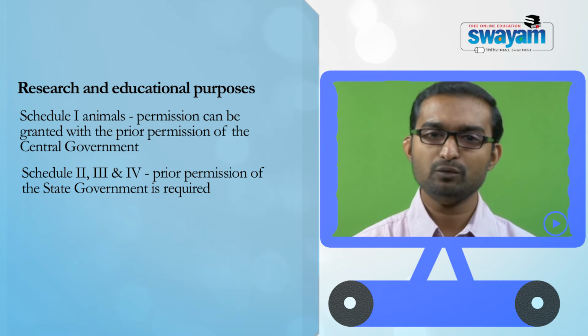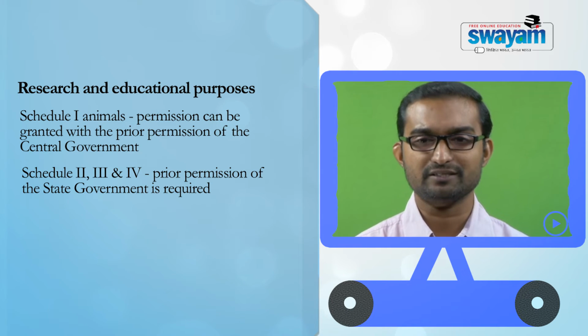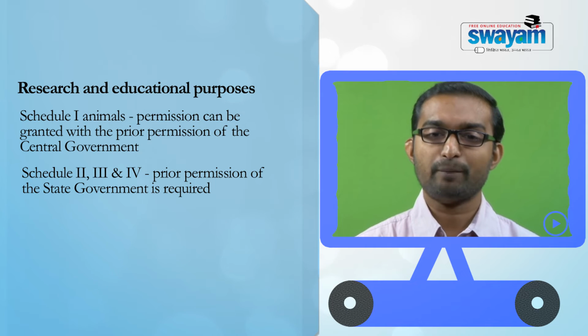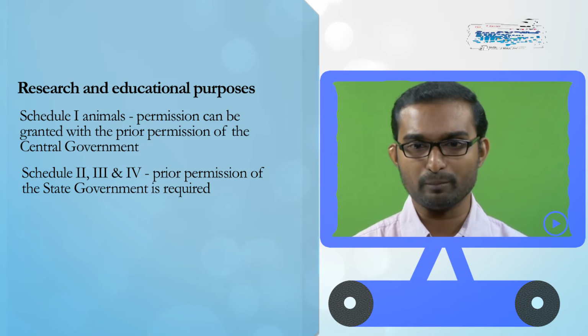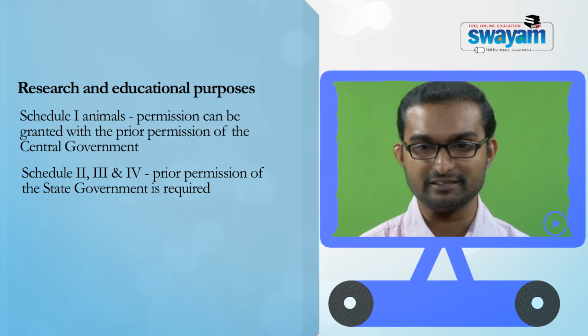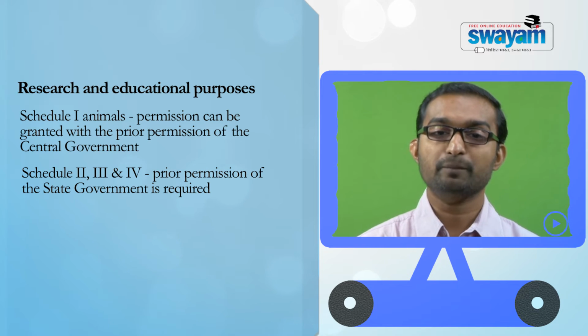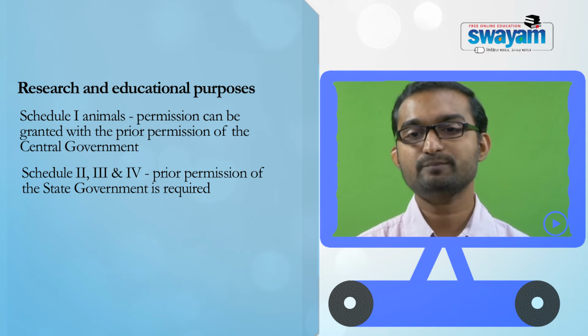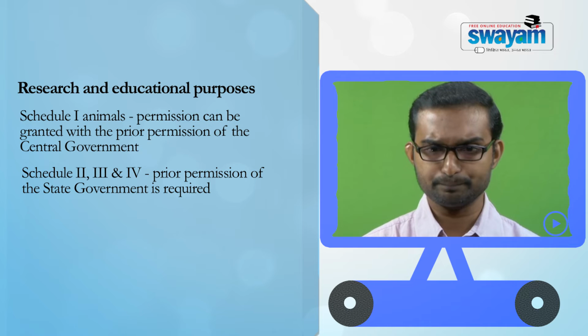For example, as far as Schedule 1 animals are concerned, the power has been vested with the central government, whereas for animals in the other schedules, the power to give prior permission has been vested with the state government.